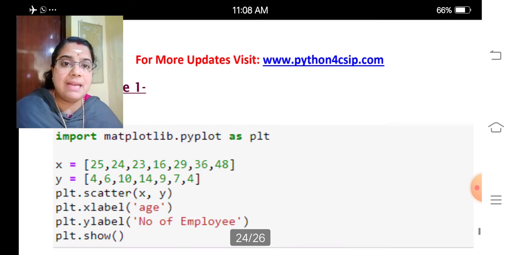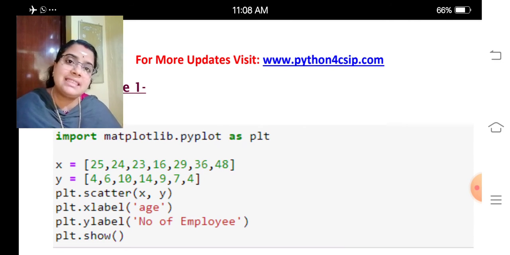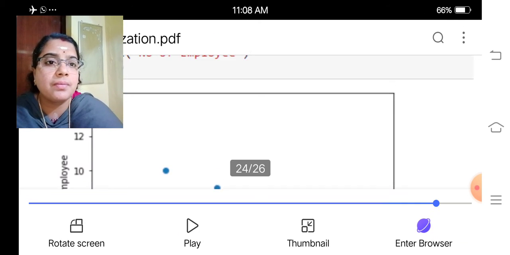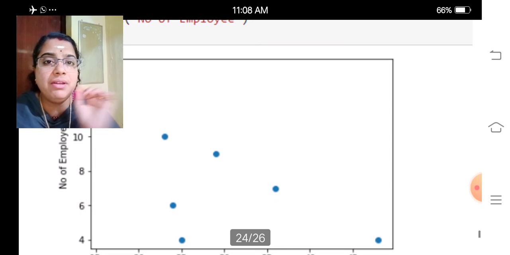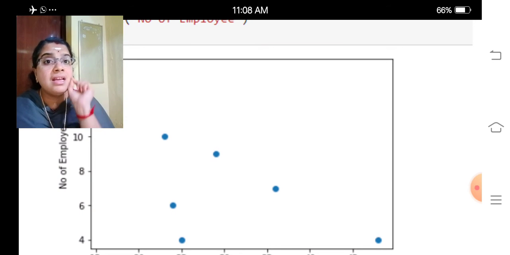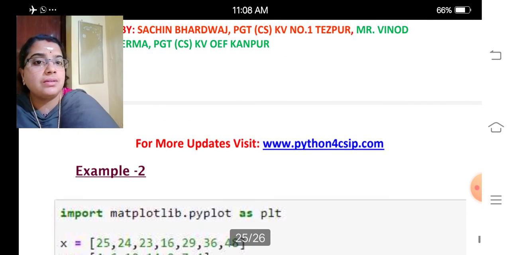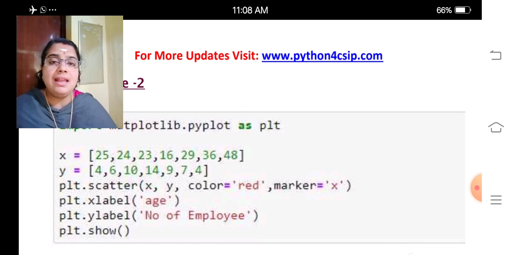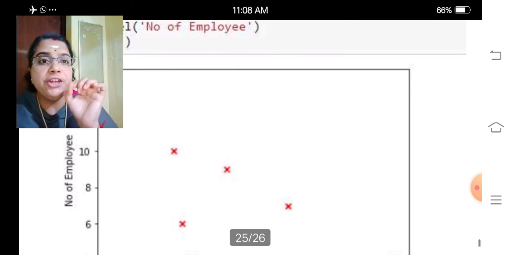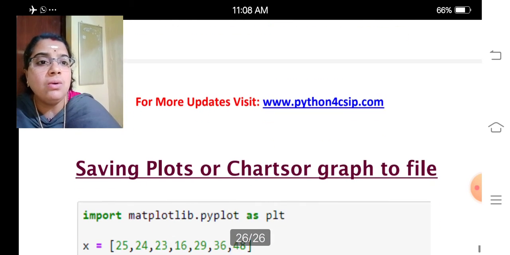So let me give the example: scatter, x comma y. Here we need to provide x and y as lists. My dear children, look at the graph. It is having only points. Instead of a line, instead of a bar, we are only having scattered points. So color equal to r, marker equal to x. So instead of a dot we will get x as the marker. I think you are all clear about how it happens.